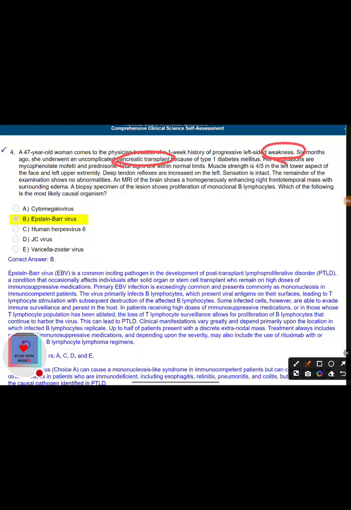A very serious condition. A biopsy specimen of the lesion shows proliferation of monoclonal B lymphocytes. So what is the most likely causal organism? It is Epstein-Barr virus. Here the brain shows a homogeneously enhancing right frontotemporal mass, because she was on steroids. Edema is there, and most important, monoclonal B lymphocytes in the biopsy.